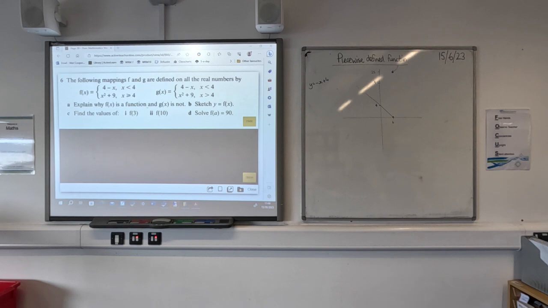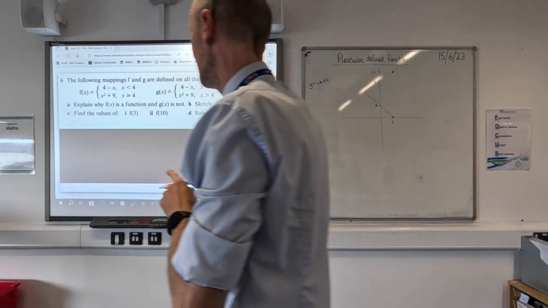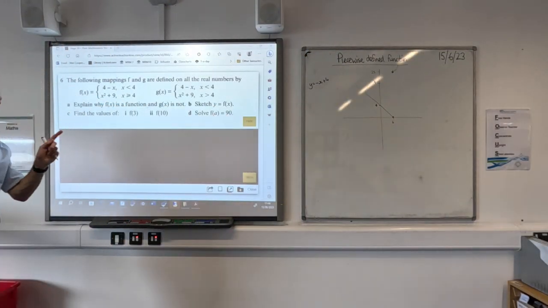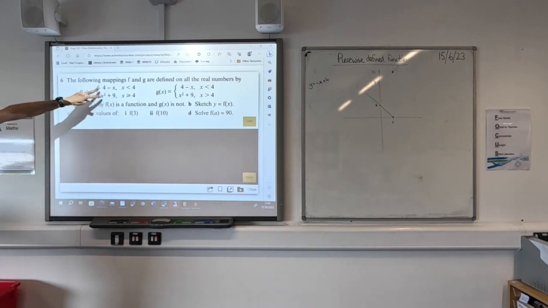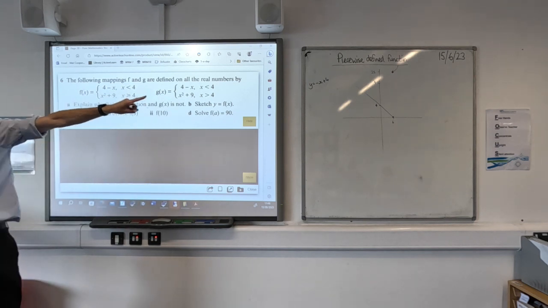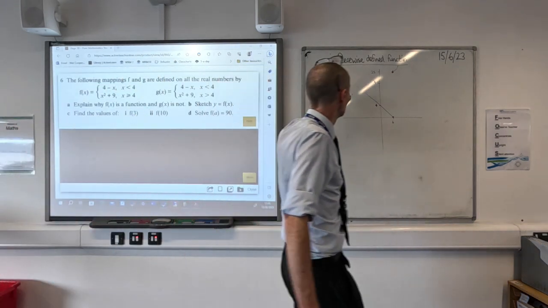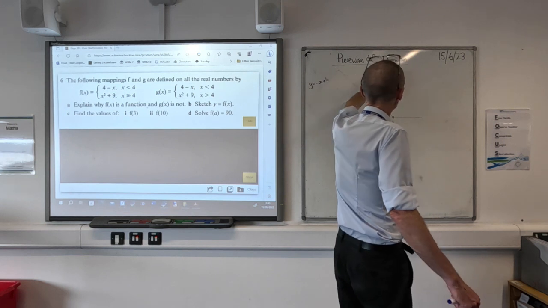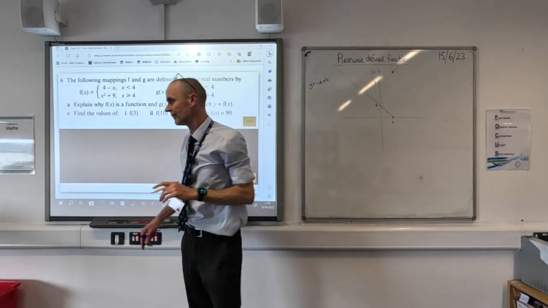F of 3, what happens when you put 3 in? F of 10, what happens when you put 10 in? Make sure you're putting it into the right half of the function. And this is just asking when does y equal 90. Hopefully, again, you can see there'll be two solutions to that, because this graph carries on up forever, and that one carries on up forever. I'll give you a few minutes.